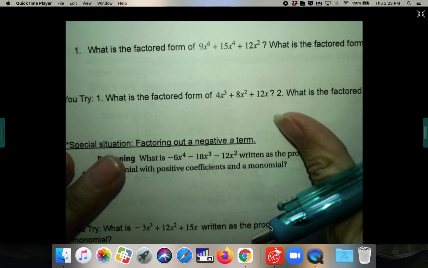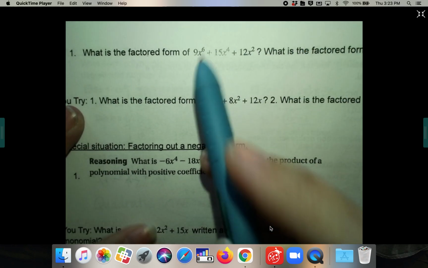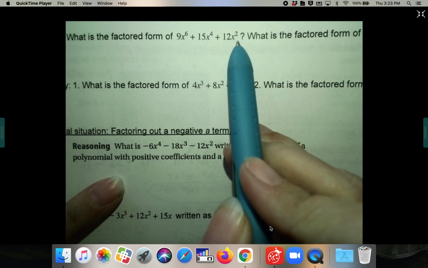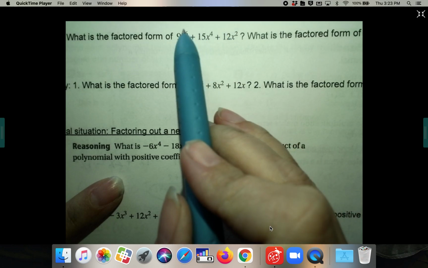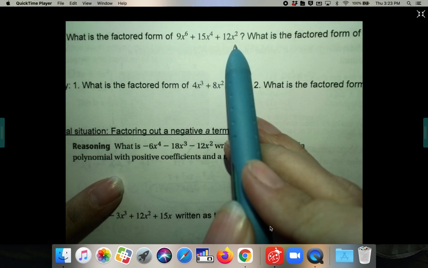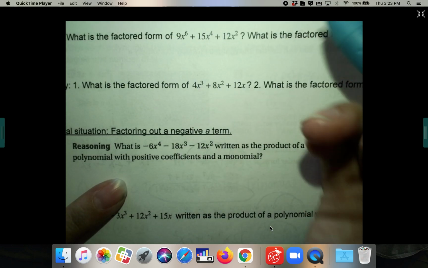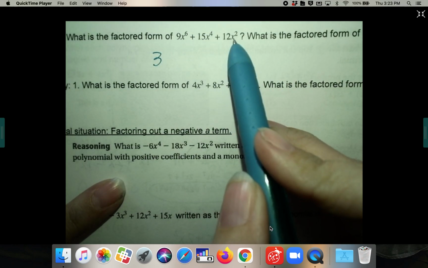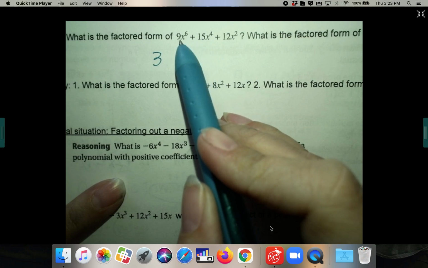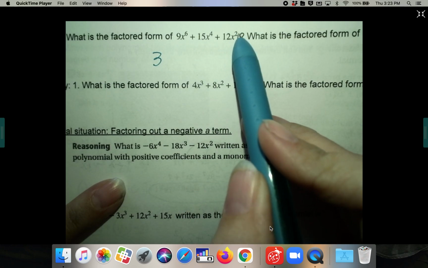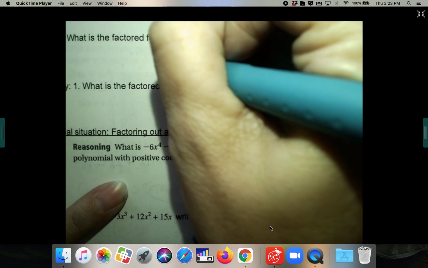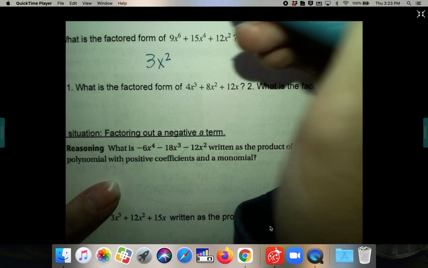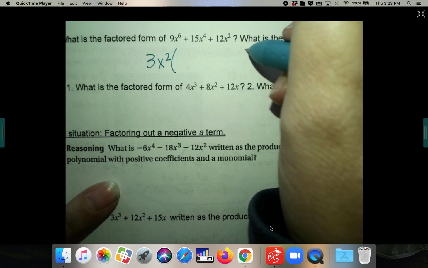So first, what is the greatest common factor of 9x to the 6th plus 15x to the 4th plus 12x squared? I hope right away you know that these can all 3 be divided by 3. So I'm going to pull a 3 out. I can also pull some x's out. The greatest number of x's I can pull out would be 2. So I'm going to pull out x squared. Now, here's what happens. Please stay with me here.